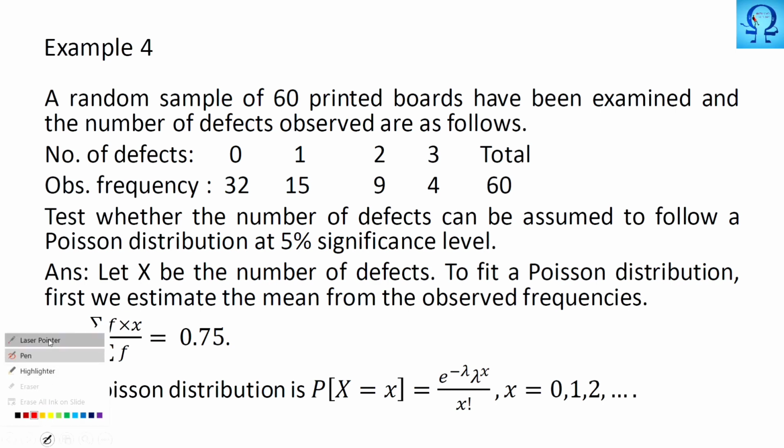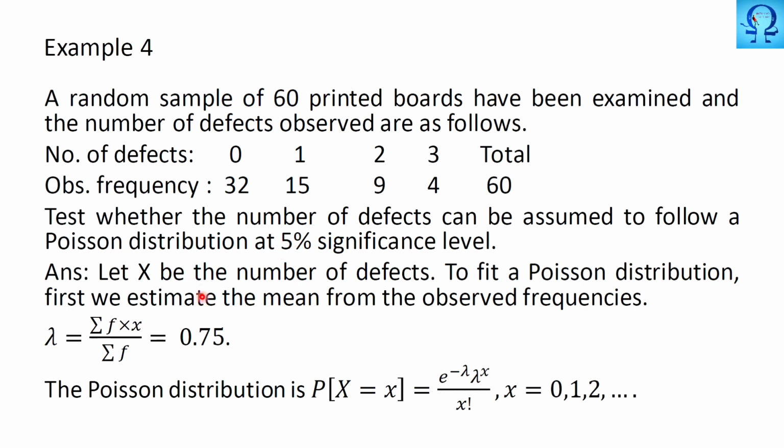Okay, moving to the next problem. Here a random sample of 60 printed books has been examined, and the number of defects observed is as follows. There are 32 books with 0 defects, 15 books with 1 defect, 9 books with 2 defects and 4 books with 3 defects, and the total is 60. We are asked to test whether the number of defects can be assumed to follow a Poisson distribution at this level of significance.